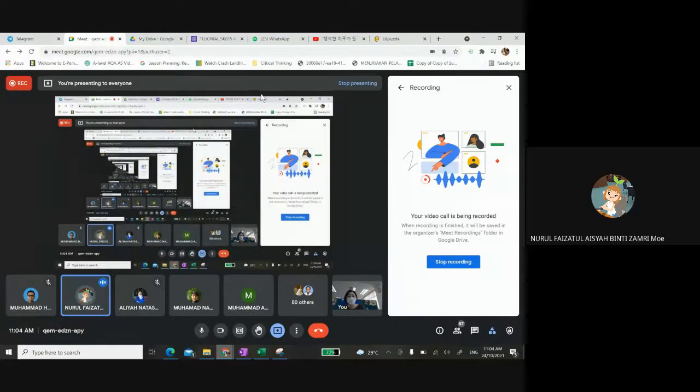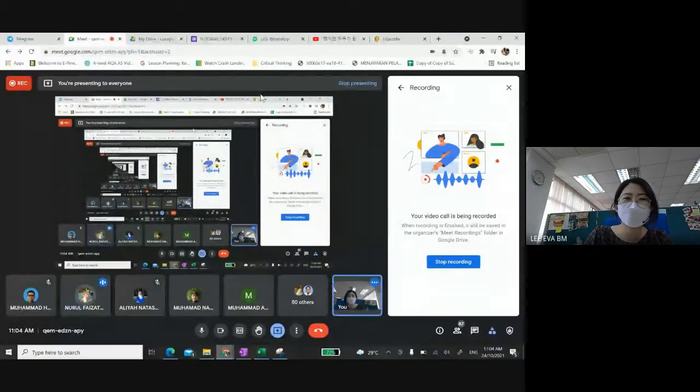Medium sebab nak susah tekan. Saya pilih medium, okay. Okay, thank you.